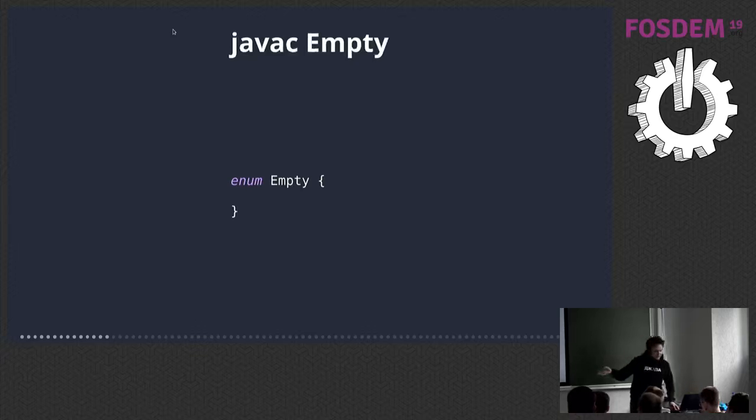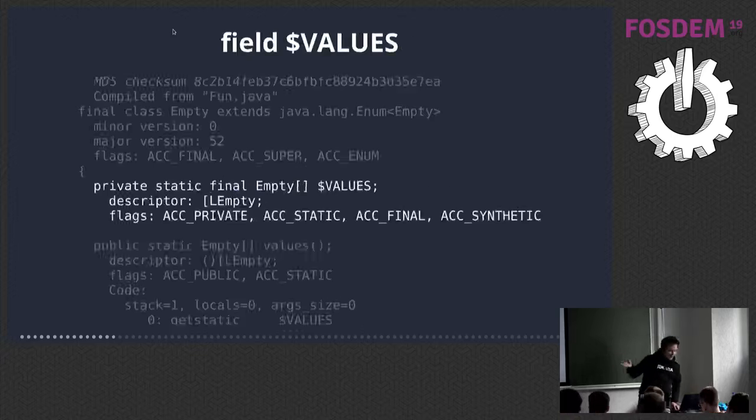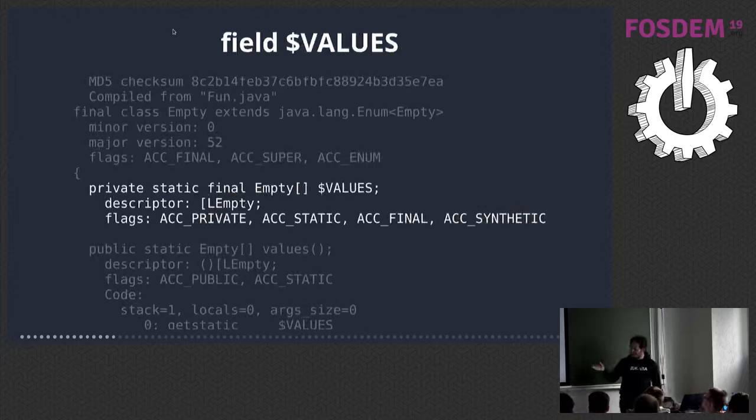Let's check. We compile it, we decompile it. What do we see inside? Not at all just a constructor. The first thing we see inside is a magical field, $VALUES. We do not expect that, but okay, it's there. It is private, static, final. All those keywords we know, fine. It is synthetic. Remember this word? We're soon going to see what synthetic means.